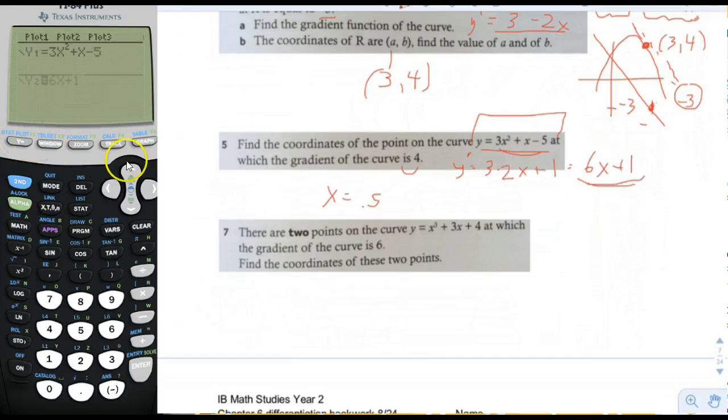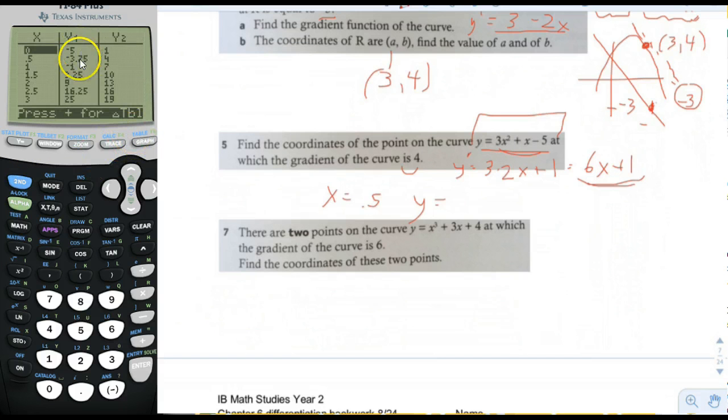Now I'm going to turn back on the original function in the graph and the table, because now I need to know what is the y coordinate of the function when x equals 0.5. And so I turn back on the function, and then I do second table. And then I can see that in the original function, at x equals 0.5, y equals negative 3.75.